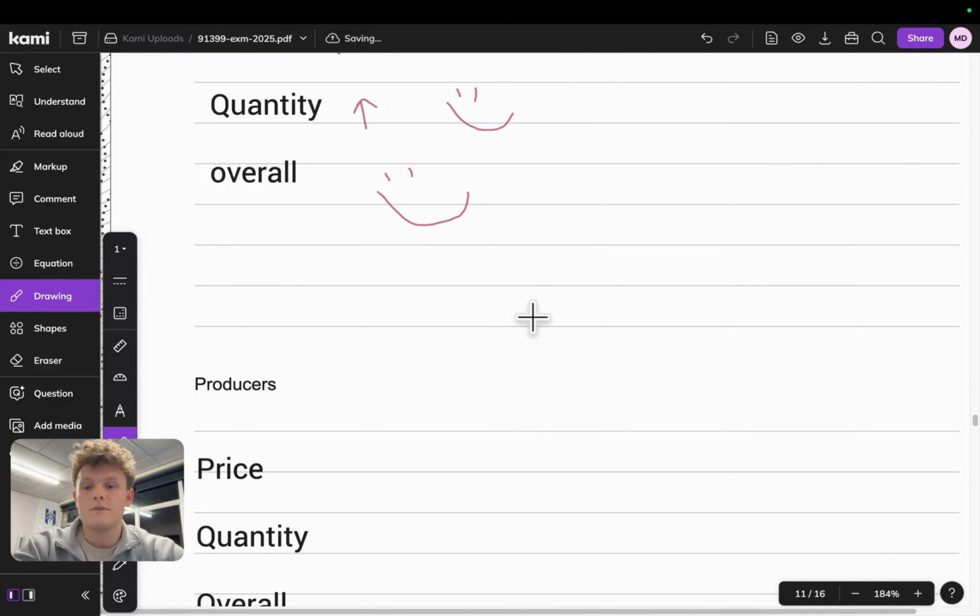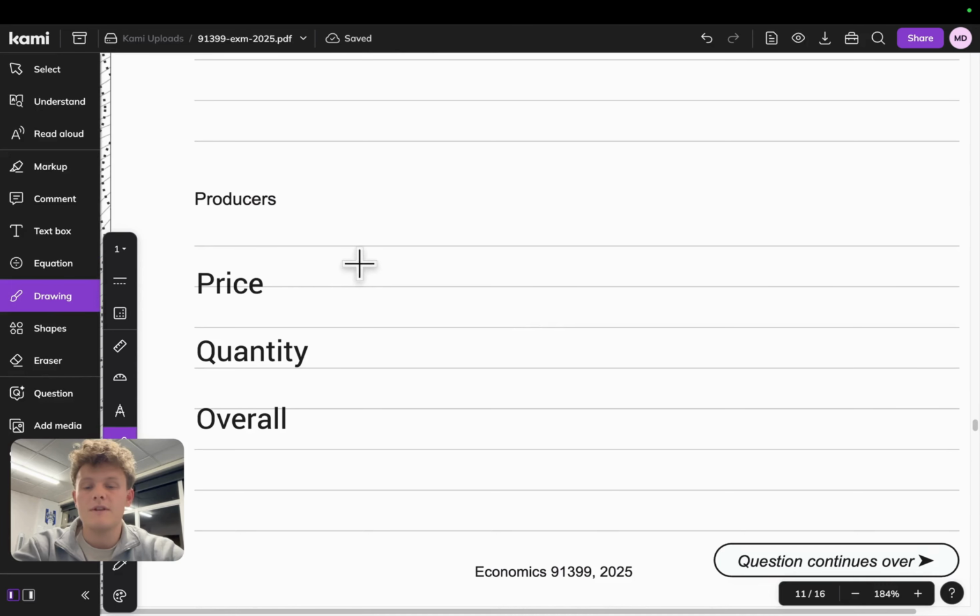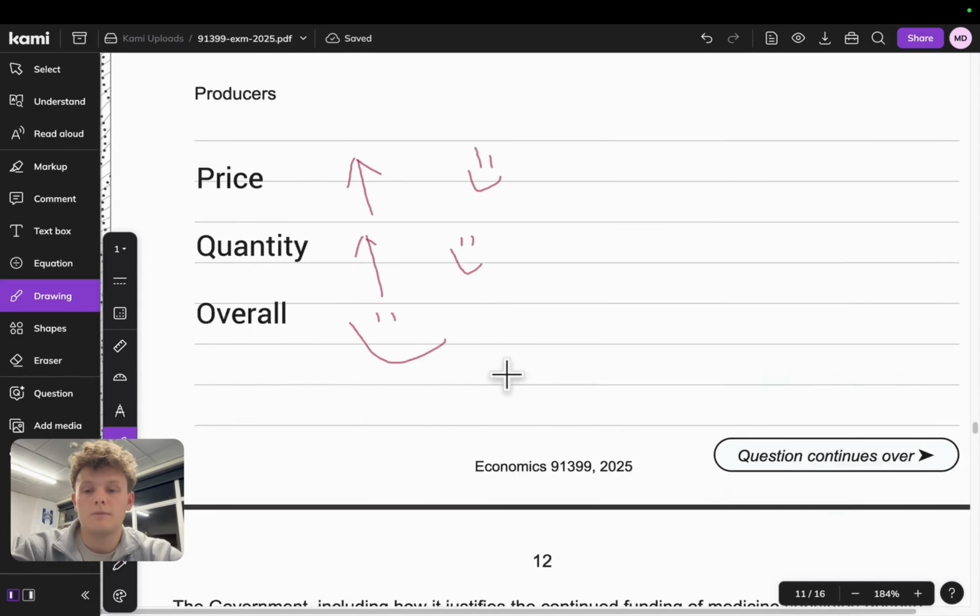For producers, the price that they receive has increased. Therefore, they are gaining more surplus on each unit sold. The quantity has increased. Therefore, there's more units from which to gain a surplus. So overall, they are increasing their producer surplus. And then refer to the graph, so from PE to PP or from QE to Q1.